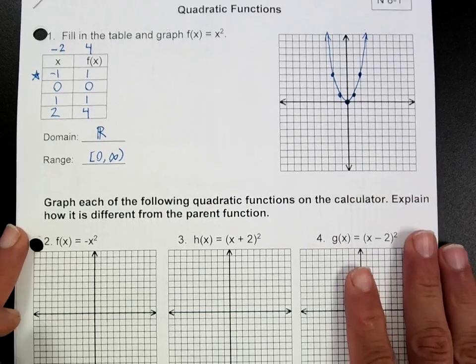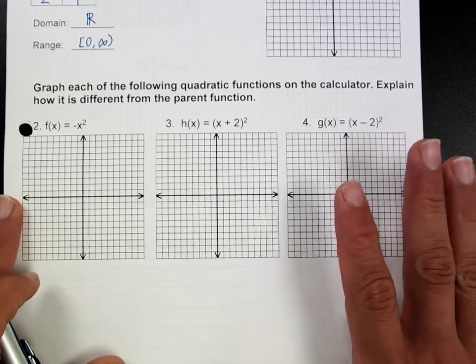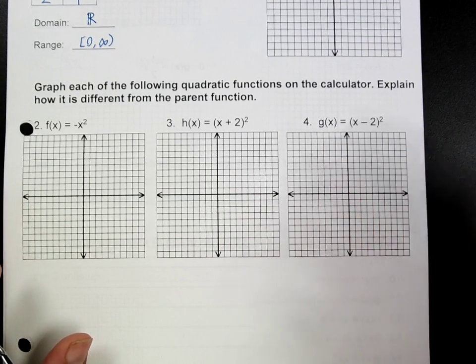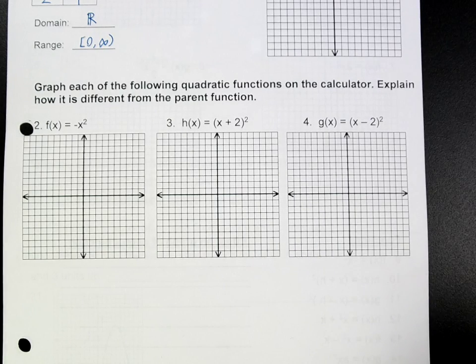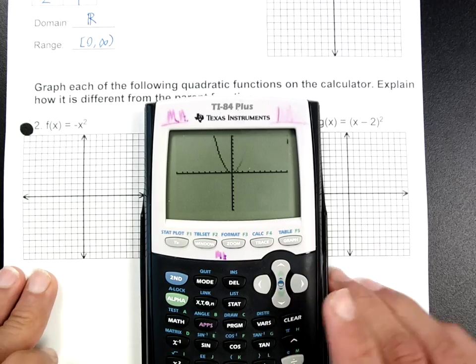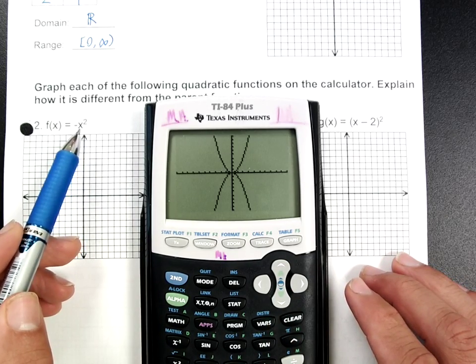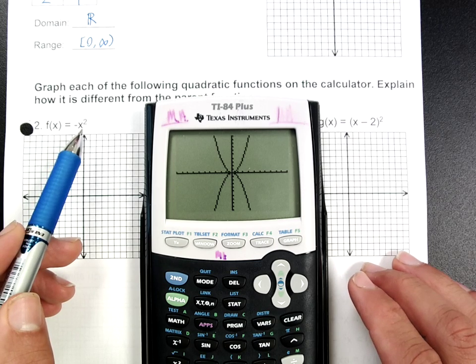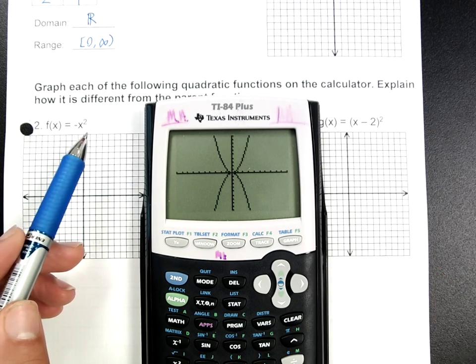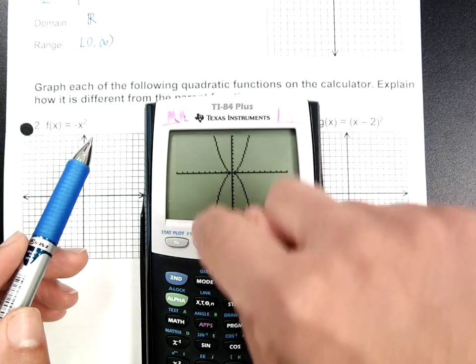Now as I go to the next part, it says graph on the calculator, and if I let you do this, that's going to take a really long time. Right? So what I'm going to do instead is show you on this calculator what happens. All right, the first graph you're going to see appear is the parent function, and the next one is this one. What's the difference? What happened to it? It just kind of turned upside down, right? So this is the negative x squared right here.